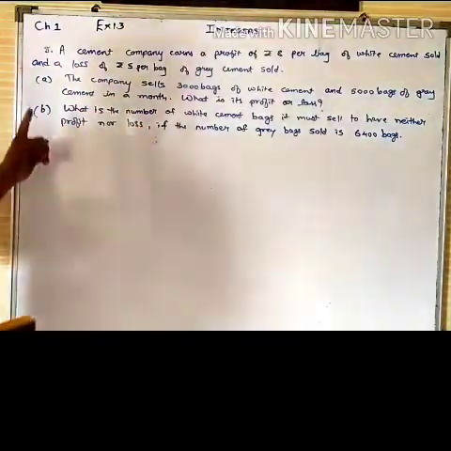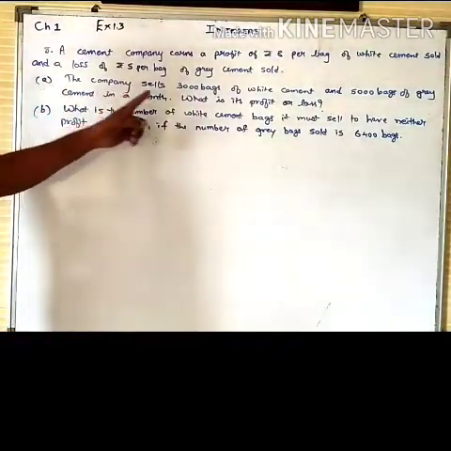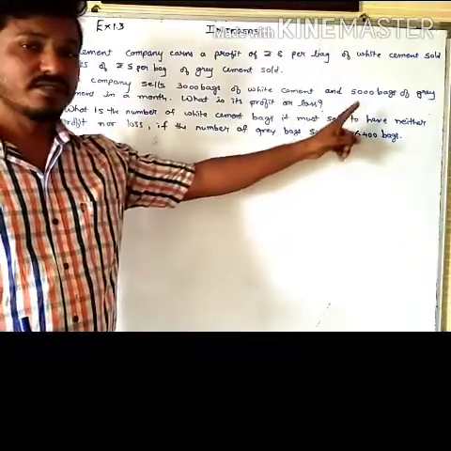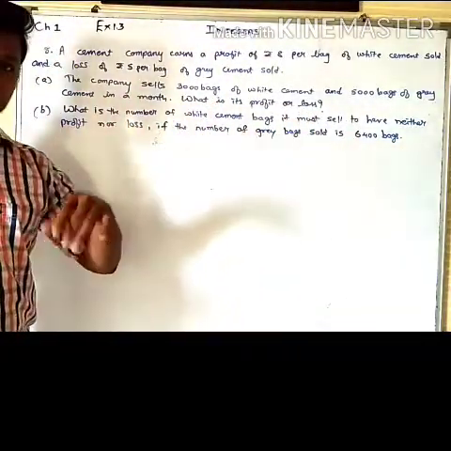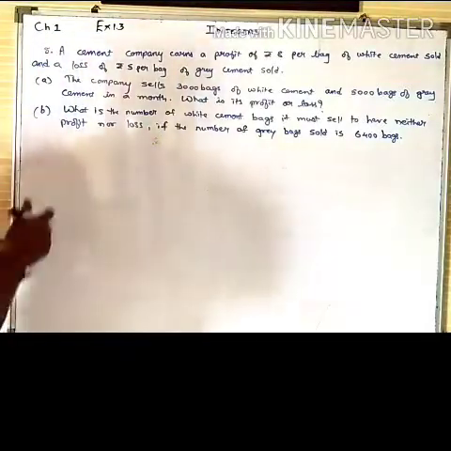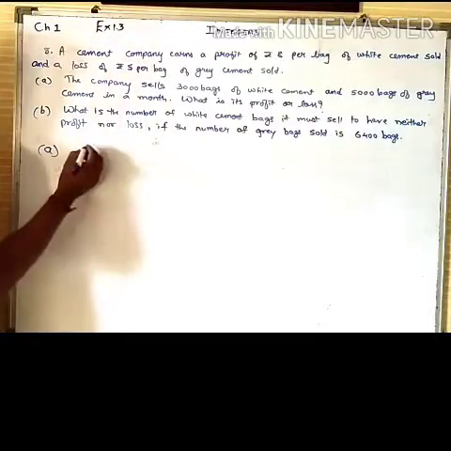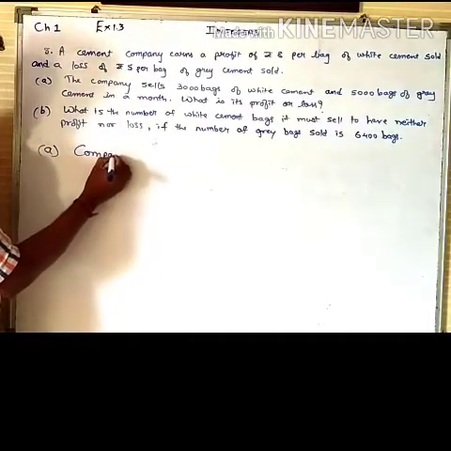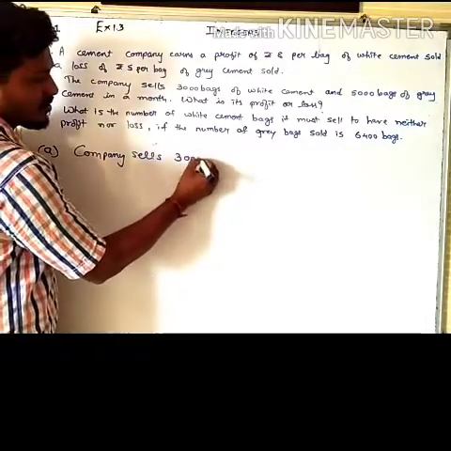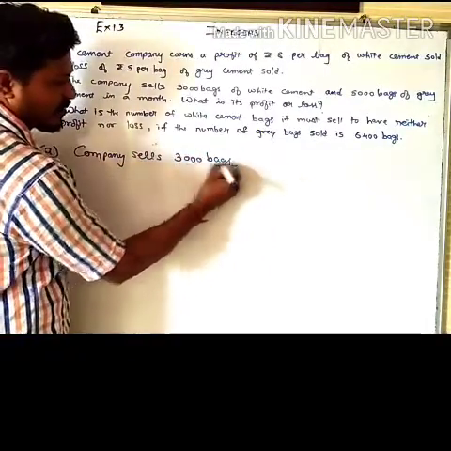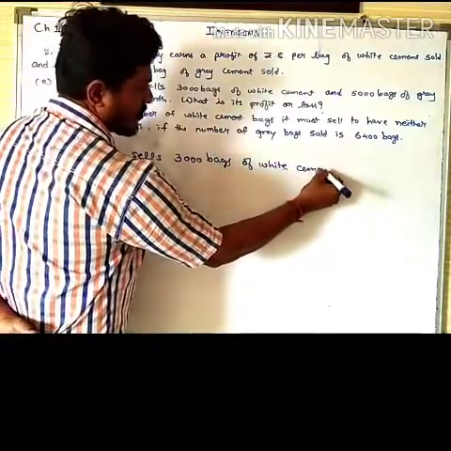Now let us find the value according to the condition. What is given? See, the first condition, the company sells 3000 bags of white cement and 5000 bags of grey cement in a month. What is its profit or loss? Now we have to find. First, the company used to sell 3000 bags of white cement. That is right. Company sells 3000 bags of white cement.